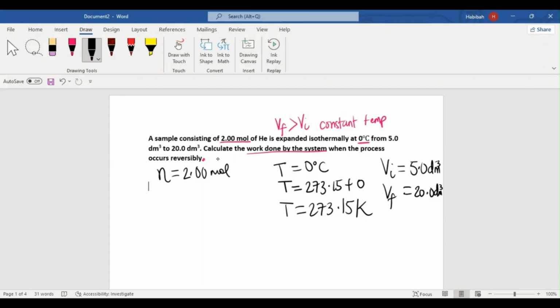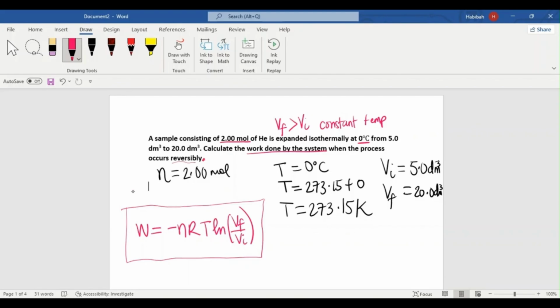So calculate the work done by the system when the process occurs reversibly. W stands for work, and you have negative nRT ln V final divided by V initial. This is what we're going to use. The reason we use this particular equation is because this is an isothermal expansion process that occurs reversibly. It is possible to have an isothermal expansion problem that occurs against constant external pressure, and that one has a totally different formula and a completely different technique to get the work done.